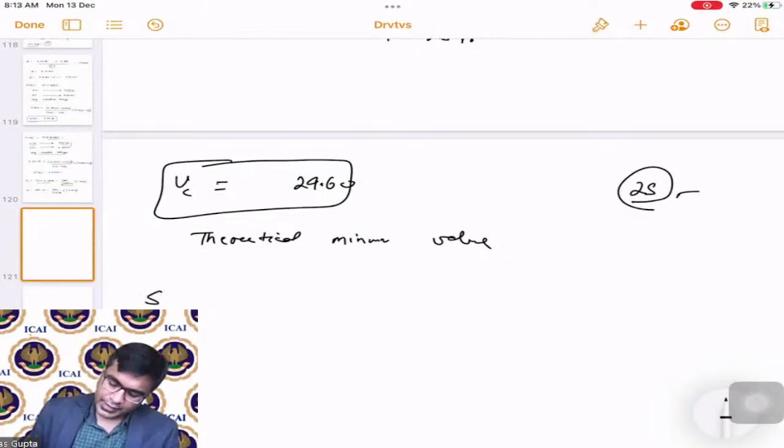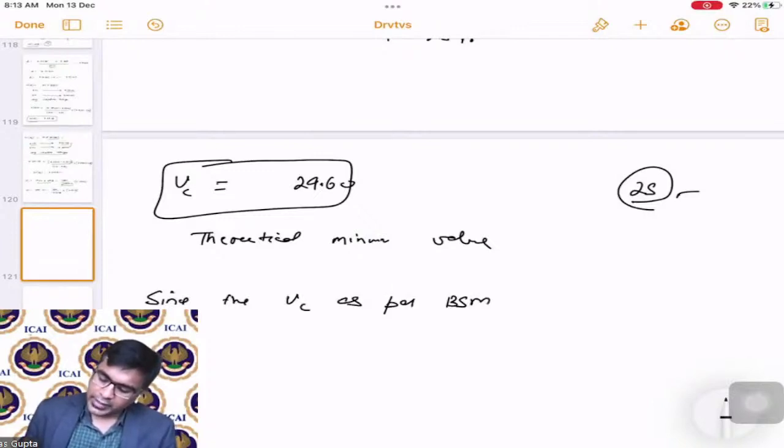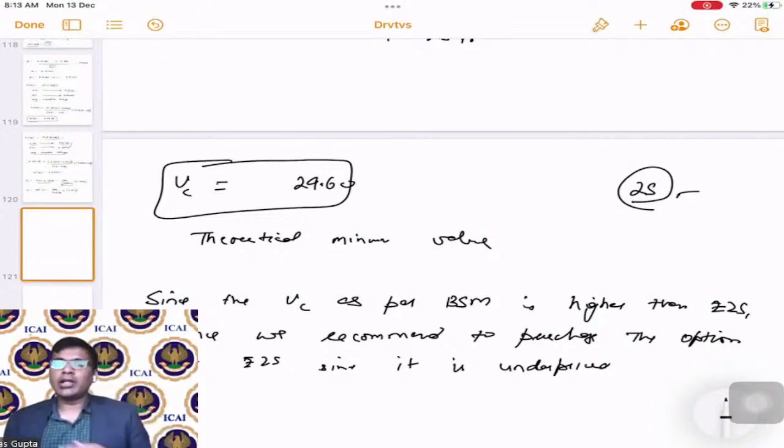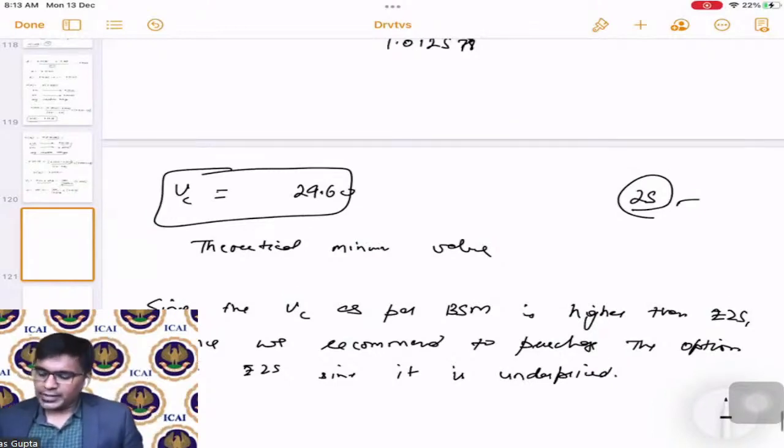So since the value of call option as per BSM is higher than rupees 25, hence we recommend to purchase the option at rupees 25, since it is underpriced. The actual value is actually lesser than what it should be.